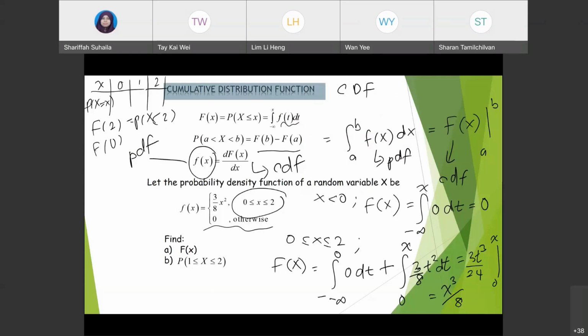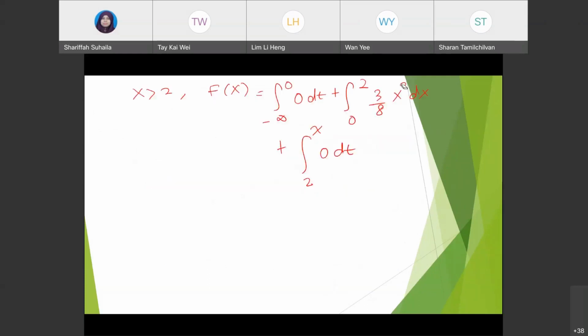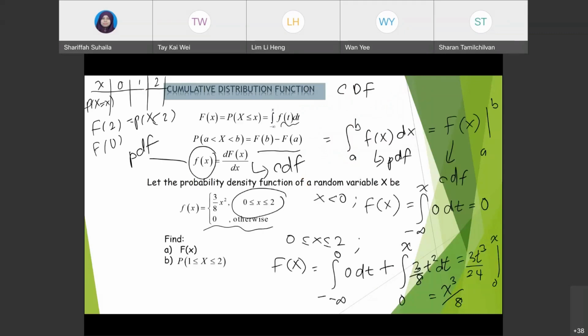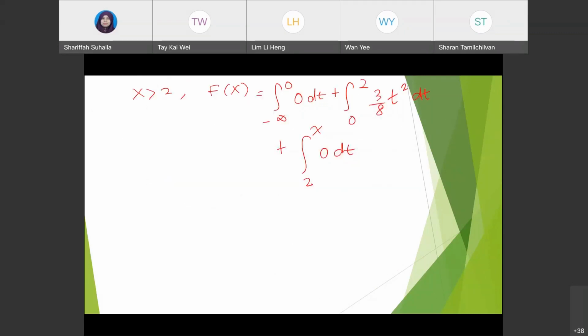Okay, the last one, you need to consider what happens when x is greater than 2. So, minus infinity up to 0 of 0 dt, plus 0 up to 2 of 3 over 8 t squared dt, plus 2 up to x of 0 dt. Because the value of 3 over 8 x squared is only defined between 0 and 2, otherwise it is 0. So that means 0 dt for x less than 0, and for x greater than 2, 2 up to x is also 0 dt.